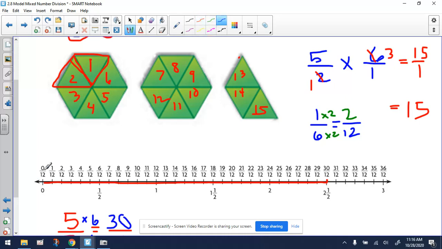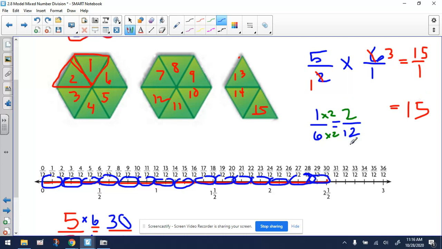We'll do it in blue. So here's a group. 1, 2, 3, 4, 5, 6, 7, 8, 9, 10, 11, 12, 13, 14. Whoops, that one's not really good. And then that last group is 15.